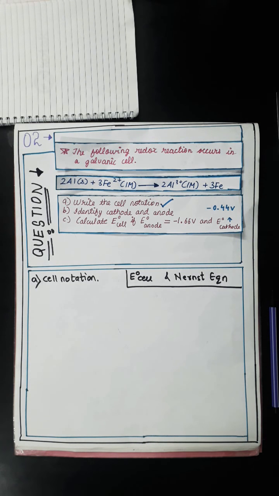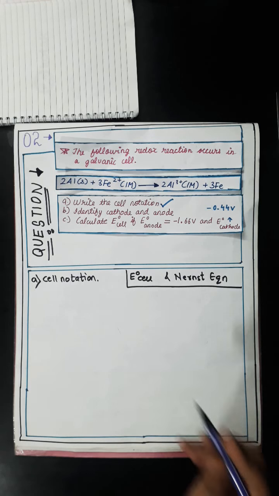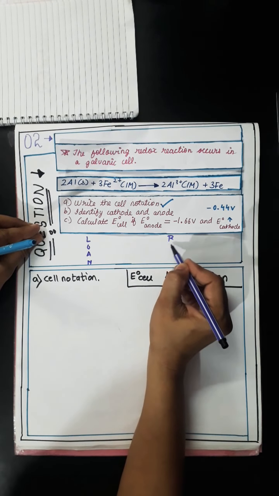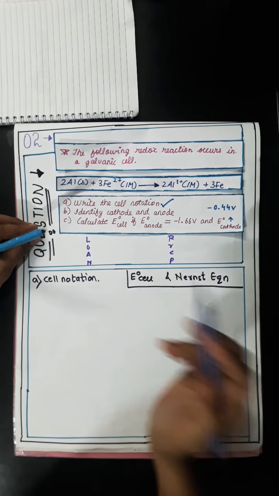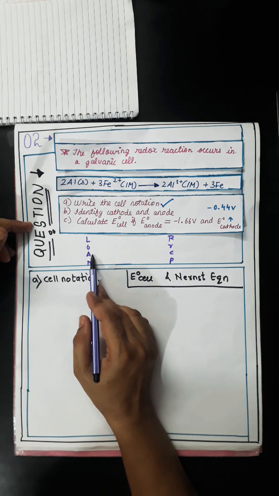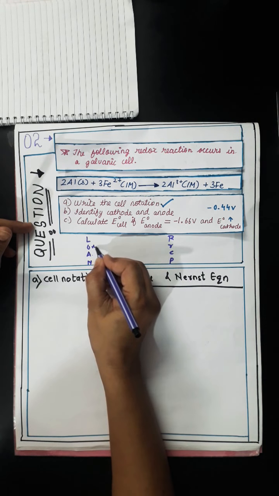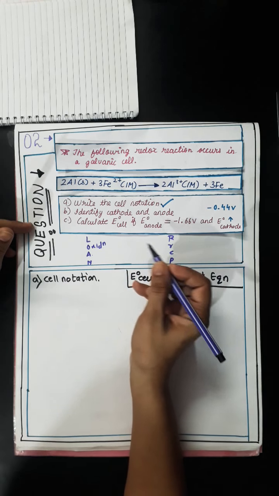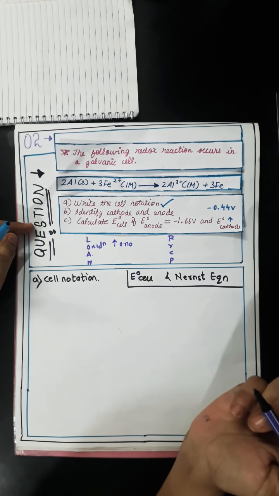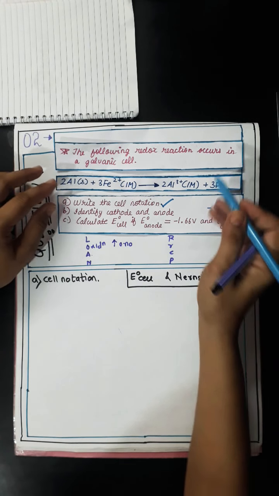Cell notation means we have to write the reaction at anode and the reaction at cathode. We have to represent the left hand side and right hand side. If you remember, we have studied this earlier and we have also studied the recap. On the left hand side electrode, oxidation takes place and it is the anode. Now how to find out where the oxidation is taking place? When there is an increase in oxidation number.